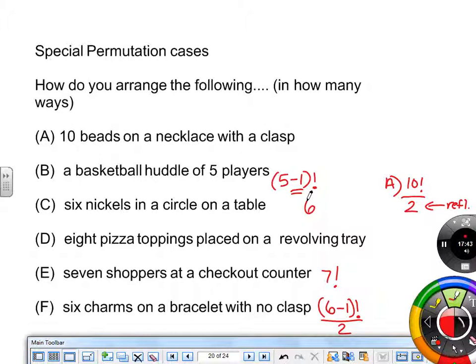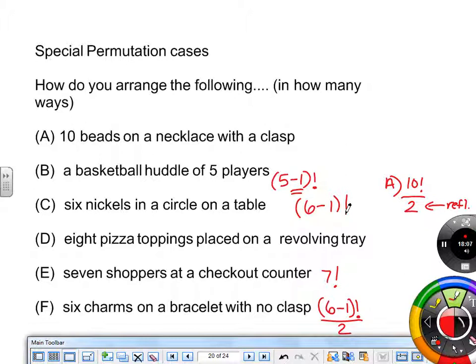And the 6 nickels in a circle, is there a distinct beginning? No. So we have to get rid of one of those nickels to call it the beginning. Okay? Feeling a little bit better? Okay. No times 2, because that means you're counting all of a sudden more nickels. You're not going to do the opposite of dividing by 2.